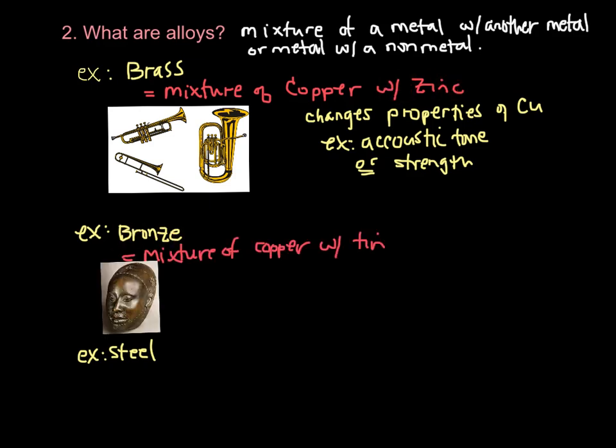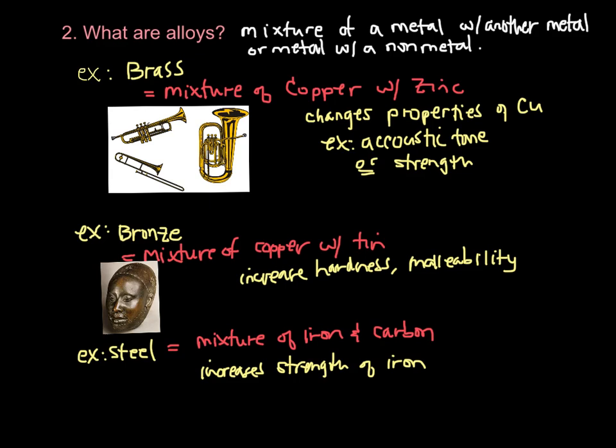Bronze is a mixture of copper with tin, and sometimes there are other elements in there too. Here's a picture of a bronze mask. We alloy copper with tin in bronze to increase the hardness or the strength, and also its malleability. Malleability is just the ability to hammer it out and to shape it. And so that's why we alloy copper with tin to make statues and stuff.